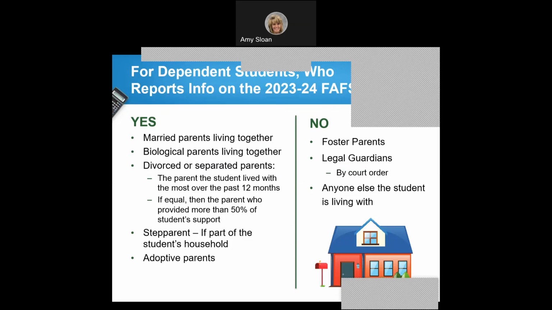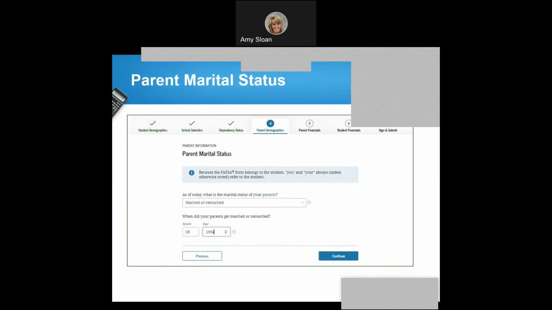If mom is remarried, mom and stepdad's information would go on the form. So we never want a foster parent, a legal guardian, anyone else the student is living with. That would be a special circumstance. So that's whose information we want put on the FAFSA form. So now we're in the parent demographic section. As of today, what's the parent's marital status? So for this example, it's married or remarried, and then we ask what year.